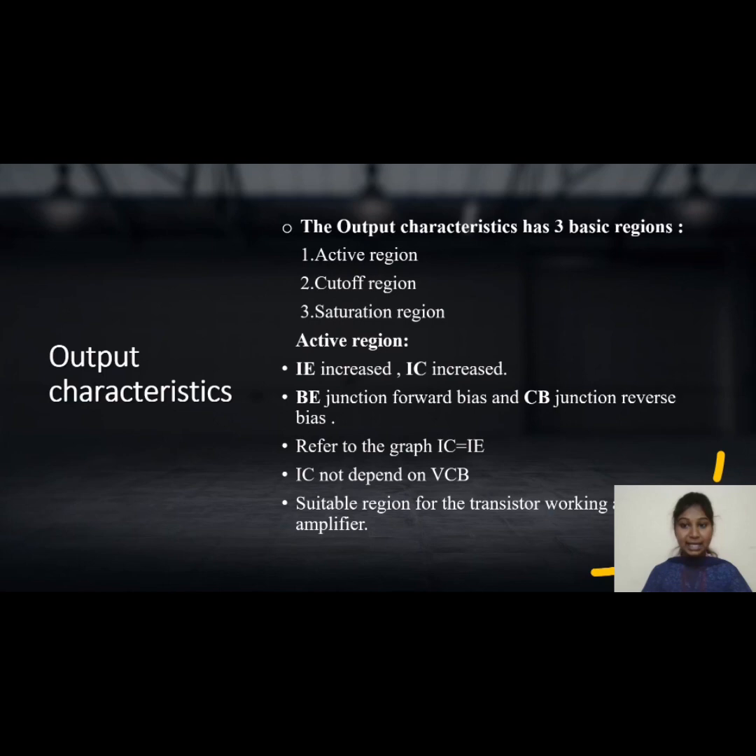Basically, the output characteristics have three regions: active region, cutoff region, and saturation region. Let us see the active region. IB is increased, IC is increased. The BE junction is forward biased and the CB junction is reverse biased. From the graph, we can observe that IC is proportional to IB and IC is not dependent on VCE. In this region, the transistor works as an amplifier.